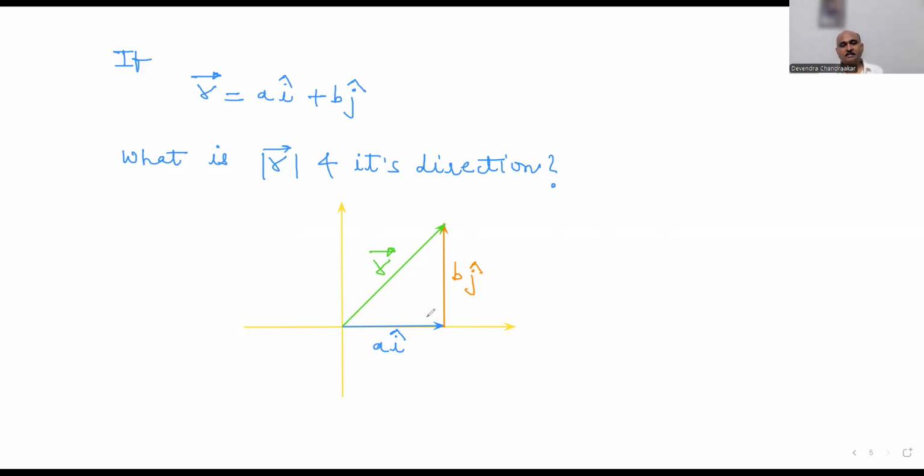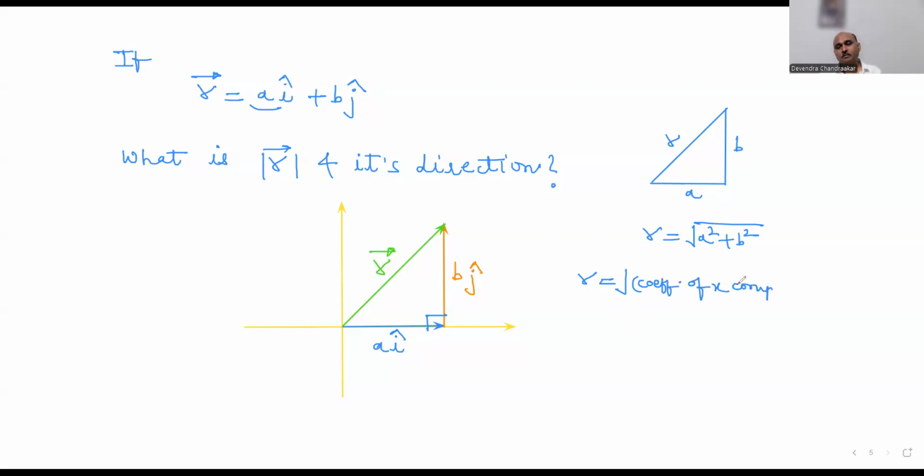Now, since it's a right angled triangle, we have, this is B, this is A, this is R. So using Pythagoras, it is root of A square plus B square, right? Or you can generalize it as root of, what is A here? A is coefficient of X component, the square of coefficient of X component plus the square of coefficient of Y component.